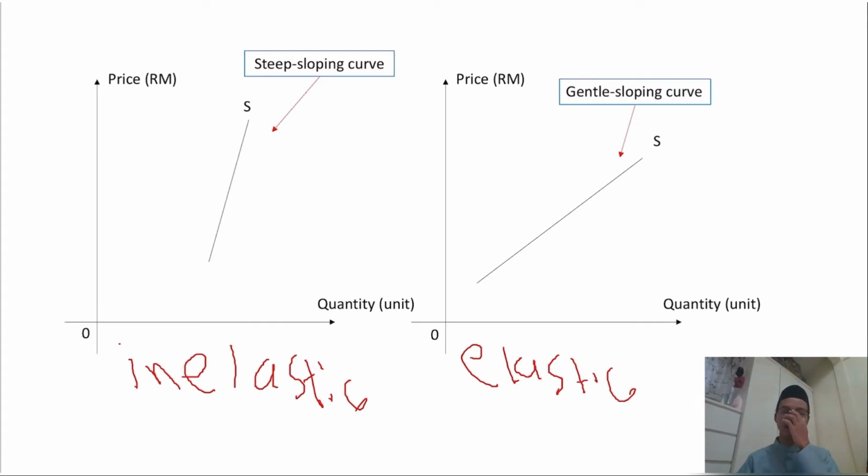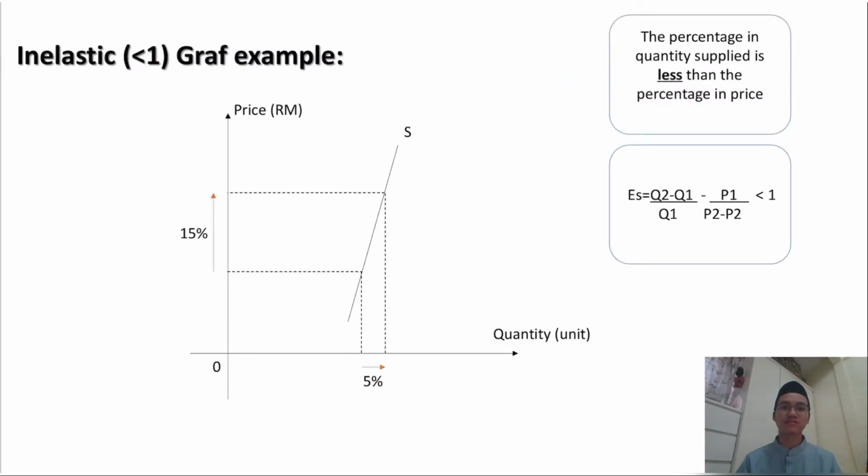Elastic is also one of the types of price elasticity of supply, but this is more than 1, bigger than 1. So there is a difference between that. Next, you already understand what a steep sloping and a gentle sloping curve are. And now I will present this one.